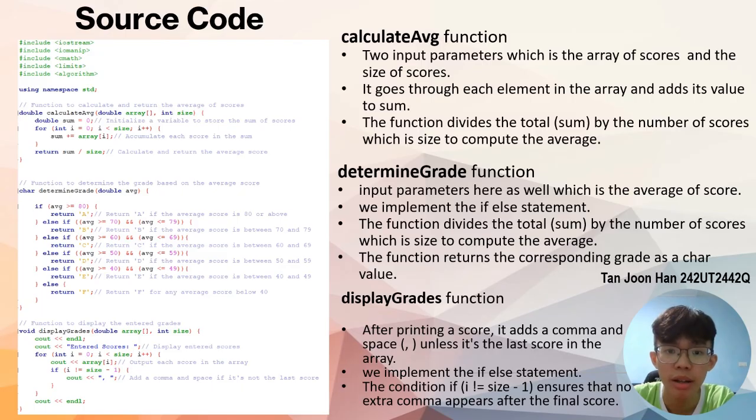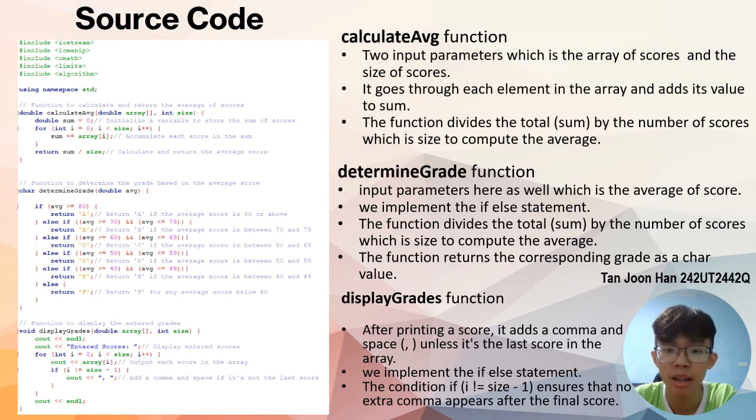So now it comes to the part of source code explanation. At the beginning, we create some functions to organize and execute the tasks needed for evaluating student grades and performance in a clear and modular way. Our program's core functions include calculating the average scores, determining the corresponding grade, and displaying the entered scores in a user-friendly format. The first function here is the calculateAVG function.